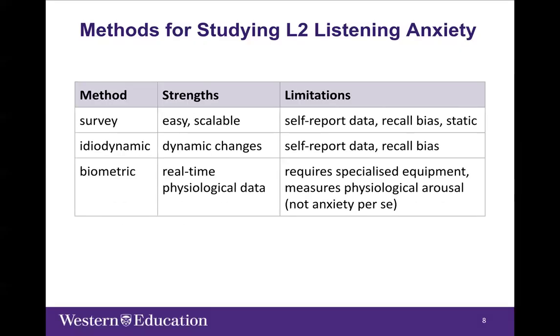If we were to summarize these three methods, we can say that survey is an easy and scalable method to use, but one of its limitations is that it is based on self-reported data. It is prone to recall bias, and it captures only a static measurement of anxiety. The ideodynamic method, unlike the survey method, can capture dynamic changes in anxiety, but it is still prone to recall bias as it is based on self-report data. Biometric methods are good because they can capture real-time physiological data, but they require specialized equipment, which is not always possible to have around. Another important limitation of biometric methods is that they measure what we call physiological arousal, which can indicate not just anxiety per se, but also other related conditions such as stress or excitement.